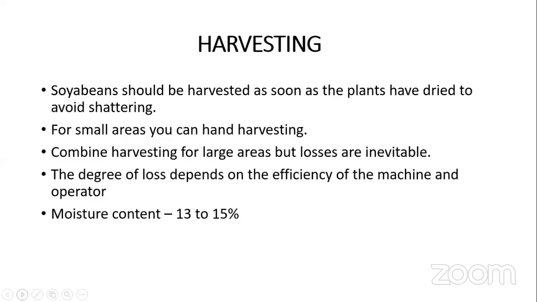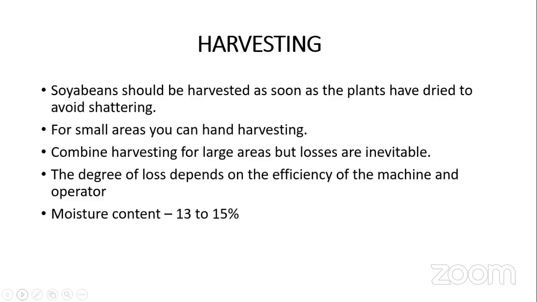And then also combine harvesting is for large areas, but of course, losses are inevitable. So now the degree of loss in terms of using machinery depends upon the efficiency of the machinery and also the operator. So there are some adjustments that are done on the combine harvester. I'm sure those that have got combine harvesters, they know that when you are changing, let's say maybe last winter you were harvesting maybe a different crop with the different settings on the combine harvester.